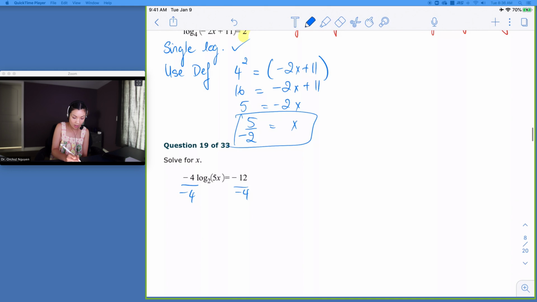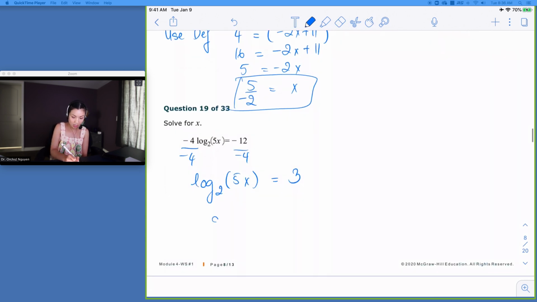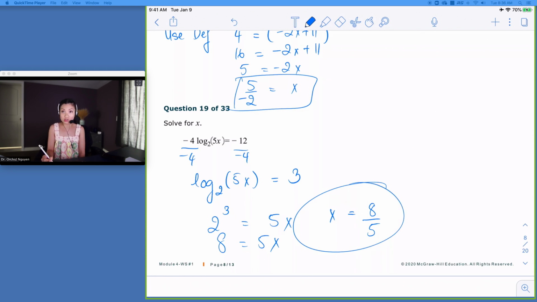So now I have log base 2 of 5x equals 3. Now I can use the definition. So I have 2 cubed equals 5x. So that's 8 equals 5x, so x equals 8 divided by 5. Okay, once again, make sure you check your solution so we don't have a negative back in here.